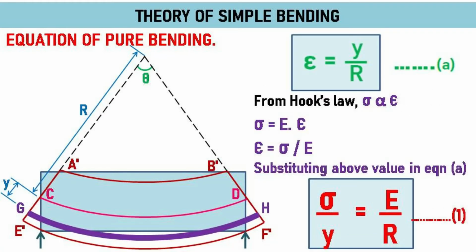Slide 11. By Hooke's law, within elastic limit, stress is directly proportional to strain, which gives stress sigma is equal to modulus of elasticity E times strain epsilon. Further, epsilon is equal to sigma divided by E. Substituting this in equation A, we get sigma by E is equal to y by r. By rearranging, we get sigma by y is equal to E by r. This is our equation 1.